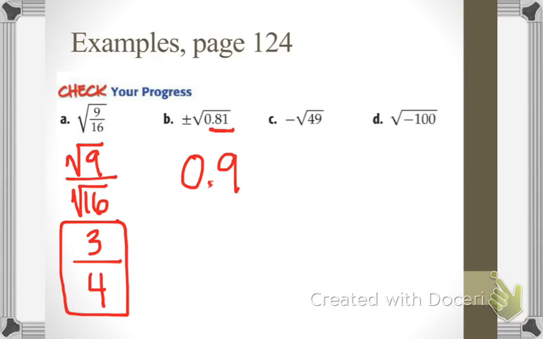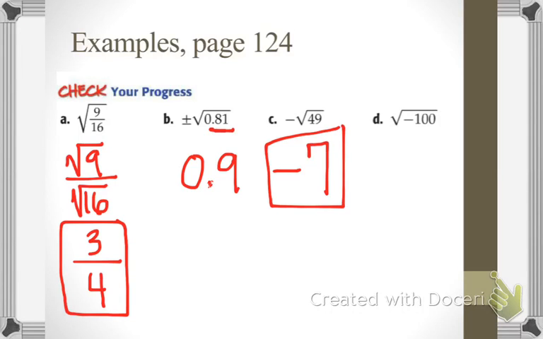Example C. Now if I've got a negative on the outside of a square root, then my answer is automatically going to be negative. Then I'm looking, the square root of 49, what times itself gives me 49? 7 times 7 gives me 49, so the square root is simply 7. So negative 7 is that answer.